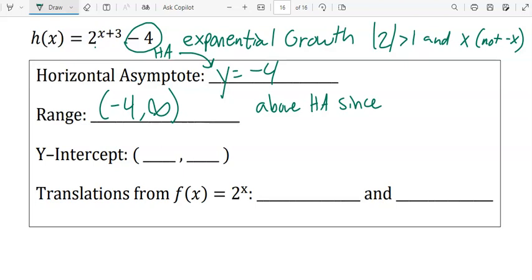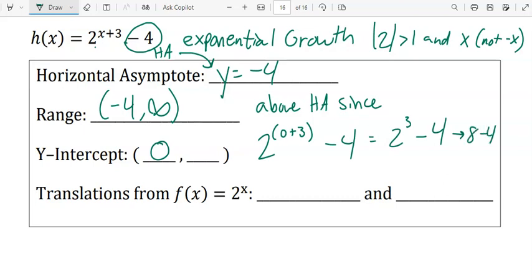The y-intercept, plug in 0 for x and evaluate for y. So that's 2 to the third power minus 4. 8 minus 4, that's equal to 4. The translations from f of x equals 2 to the x would be left 3 and down 4.